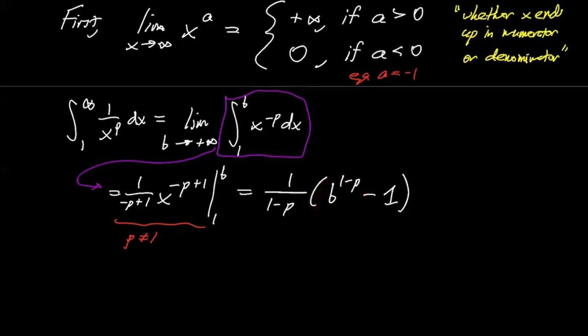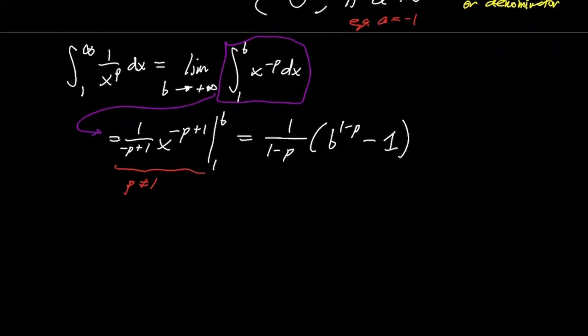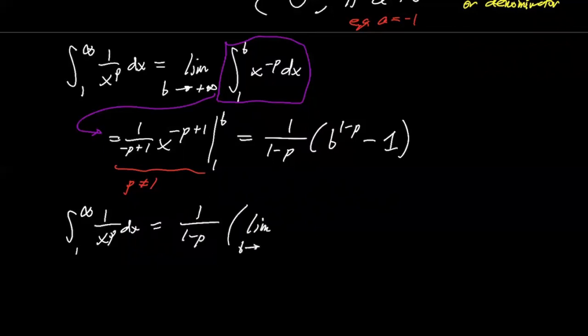So the limit, let's just write it this way. The integral from 1 to infinity of 1 over x to the p dx is 1 over 1 minus p times the limit as b goes to infinity of b to the 1 minus p. And then there's a minus 1 there. It's kind of like that, I guess. Okay, so this is the thing we need to evaluate, this expression right here.